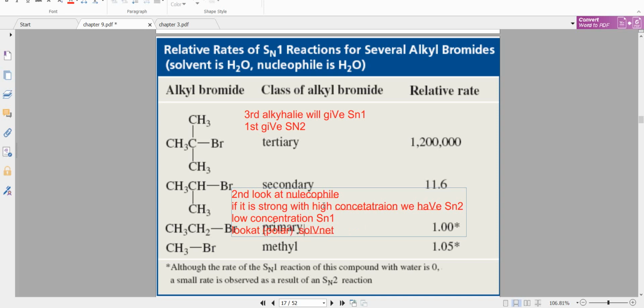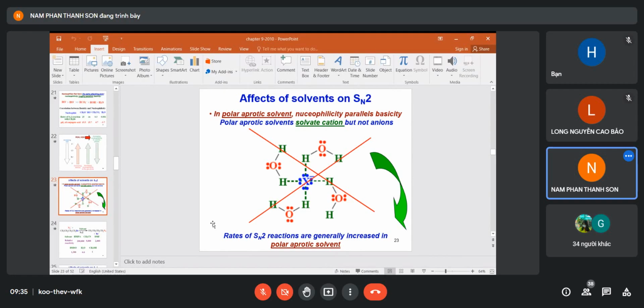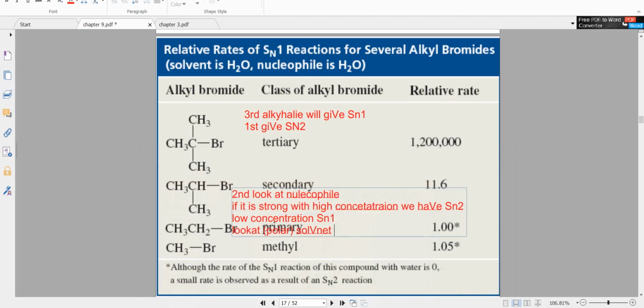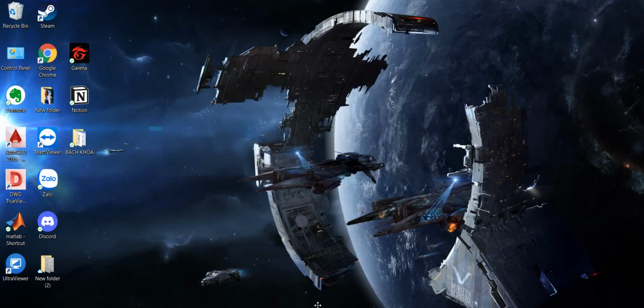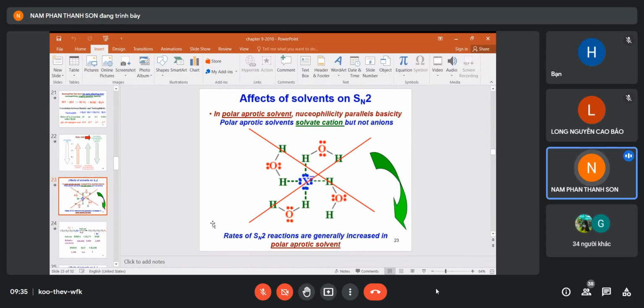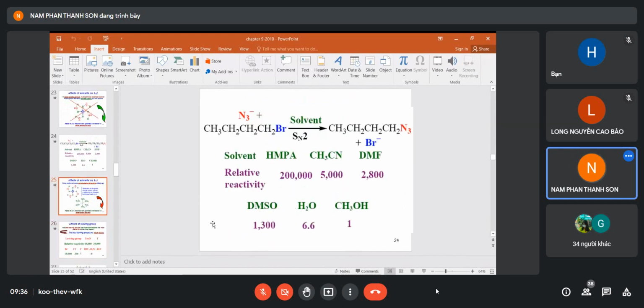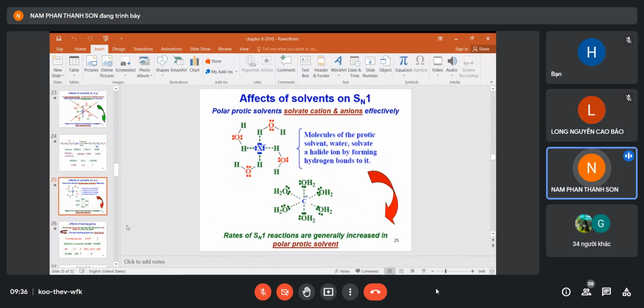But there are two kinds of solvents here: aprotic solvent and protic solvent. Protic solvent means we have a proton, and aprotic or non-protic solvent means we don't have a proton. For example, water is protic, we have proton. Or methanol or ethanol, we have proton.